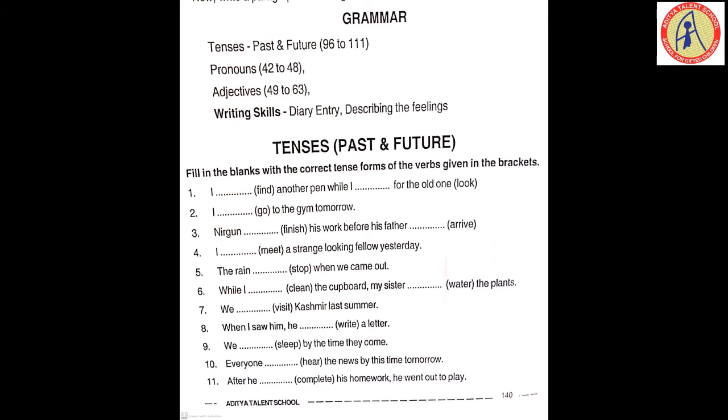I dash and the pen while I dash for the old one. The verbs given were find and look. While, see the linker which is used. This is only about the past and future. Don't bring any present tense in this exercise. Now what do we write? Find past form is found. I found the pen.